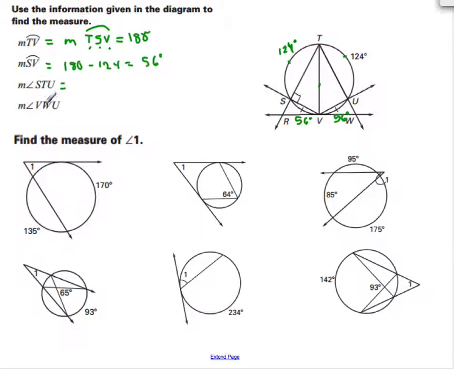Next, I'm going to look at the measure of angle STU. Excuse me, so S to T to U. I ask the question, where is this intersection? This intersection is actually on the circle. So I know that on the circle, the angle is half the arc. My total arc was 2 times 56, so half of that would just be 56. So I'll just write 56 degrees.